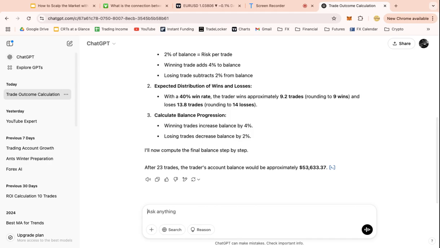Now, can you do better? Sure, because let's say you have a 50%. I wouldn't do anything above 50. If the trader had a 50% win rate, what would the balance be at the end of the 23 trades?